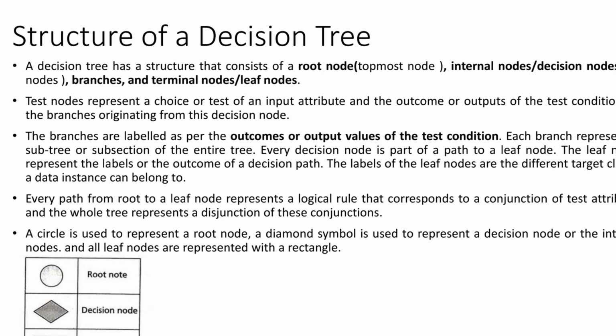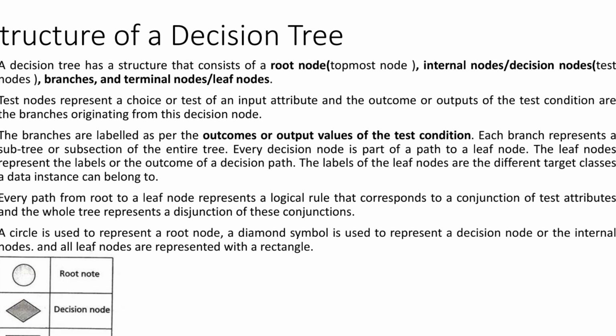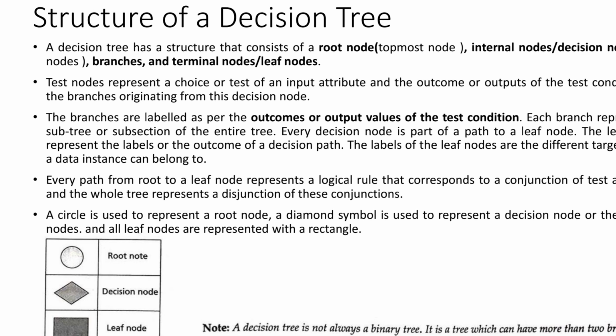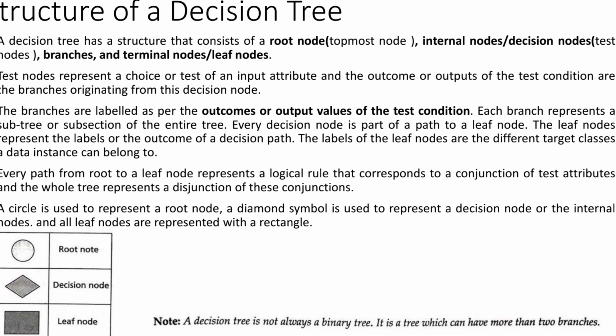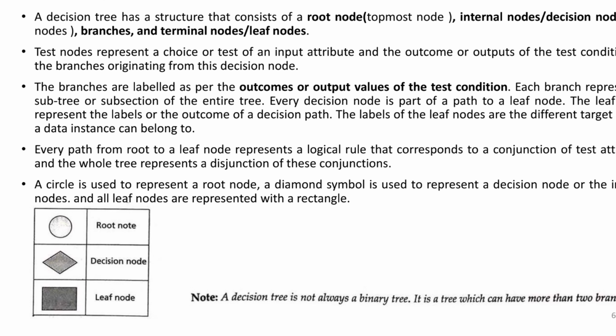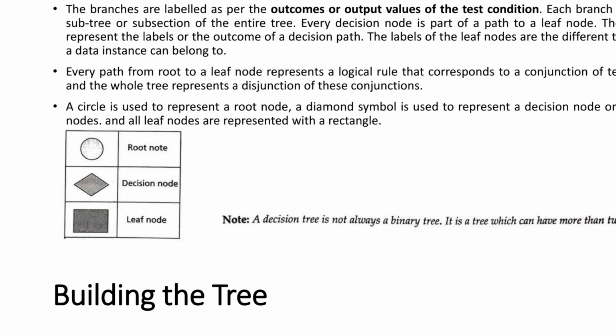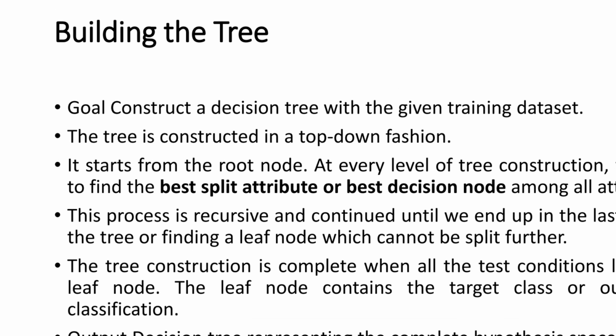Every path from the root to a leaf node represents one certain logical rule which corresponds to a conjunction of test attributes. A circle is used to indicate the root node. A diamond-shaped symbol is used to represent the decision node, and the internal node, or the square or rectangle is used to indicate the leaf node.